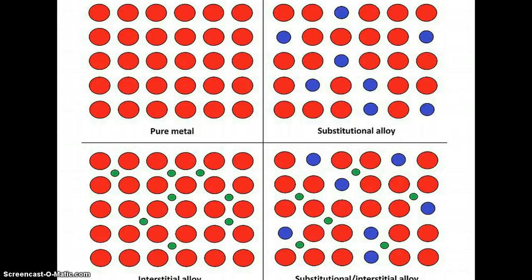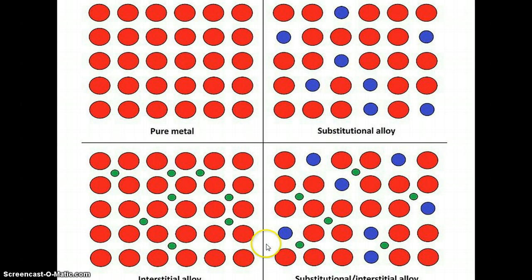Here is a good example. So here we have a pure metal. We have a substitutional alloy where we just take out some of the red dots and put in blue dots. And then we have our interstitial alloy where we have all the red dots still there and we just add some little green ones in between. Those are atoms such as carbon that could fit in between iron in steel. And then we have a hybrid. We have a substitutional/interstitial alloy where we have some substitution involved and then we have some that fit in between the spaces.